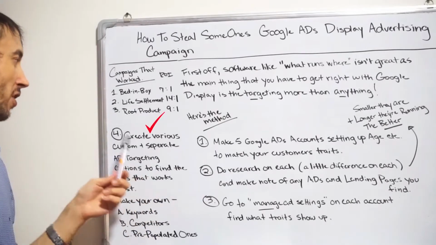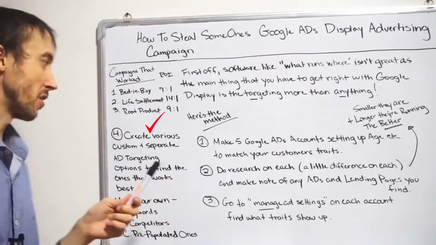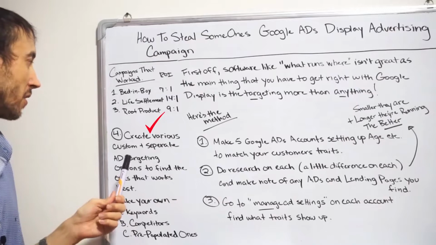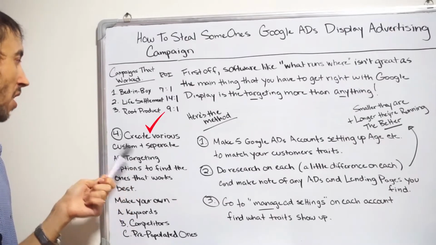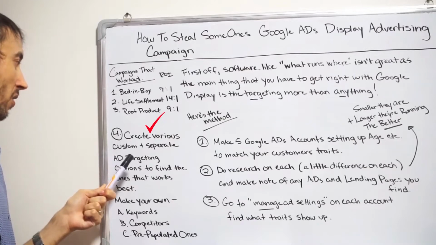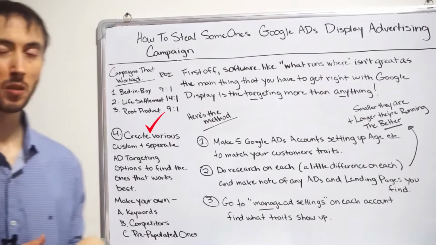Now moving on, we're going to set up the campaign. I told you that targeting is by far the hardest part and the most critical part. So we're going to have to test some things. You're going to create some custom audiences to target people, plus separate ad targeting options, to find the ones that are going to work the best for what you have.